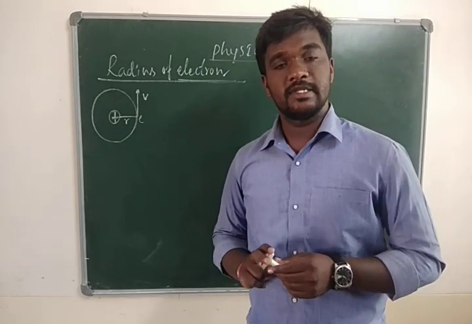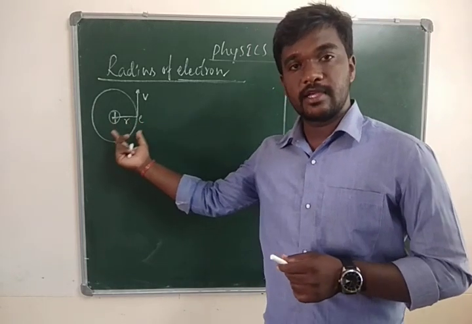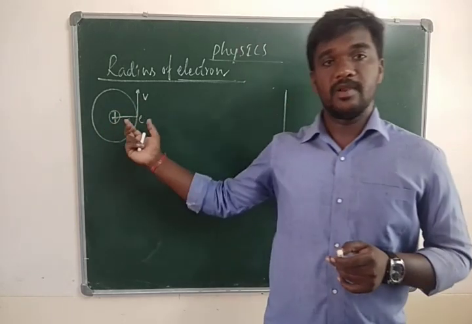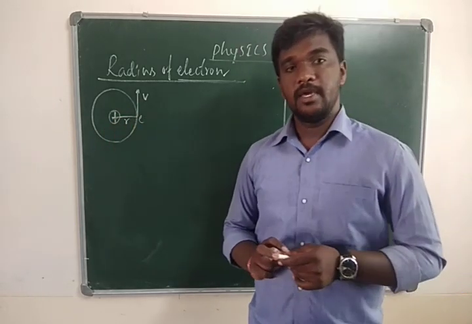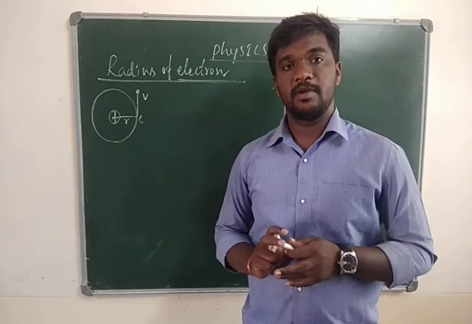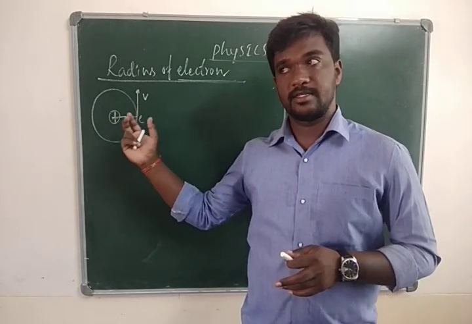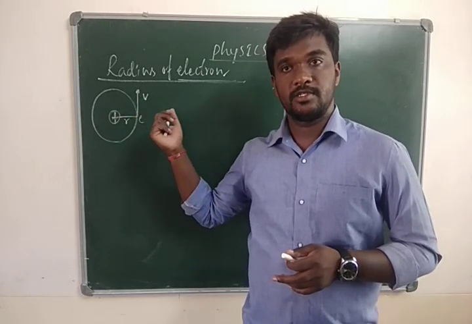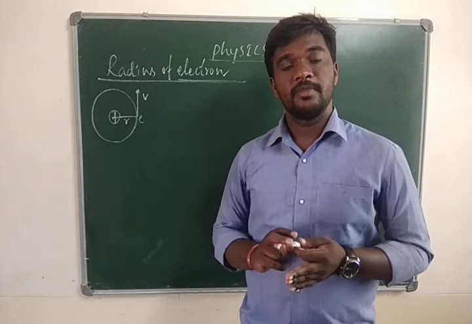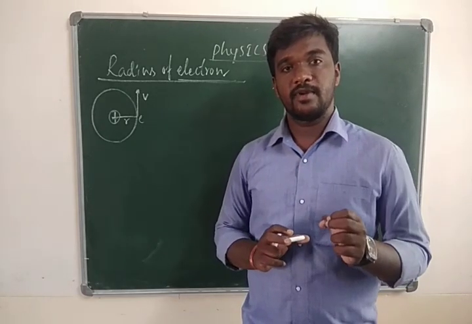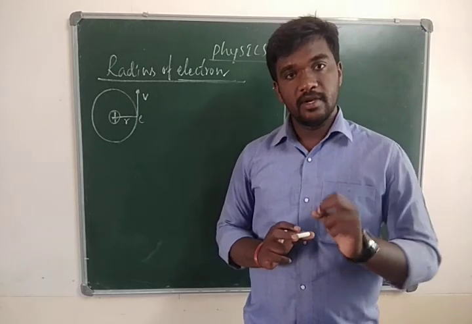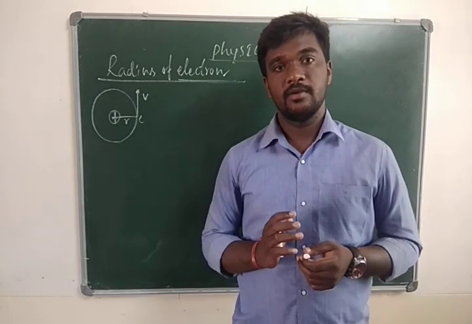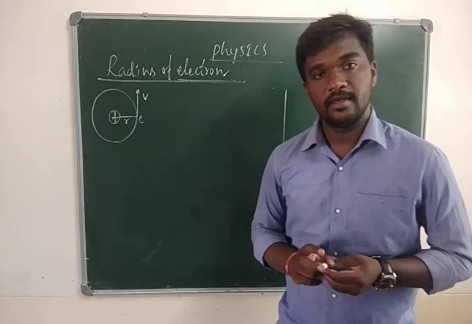Already I told you in the previous classes, the electrostatic force of attraction happens between the nucleus and the electron. Why does the force of attraction happen? Because the two have unlike charges. The nucleus has a positive charge and the electron has a negative charge, so between them the electrostatic force of attraction happens. Based on the centripetal force and the electrostatic force of attraction, we derive the radius of the electron.